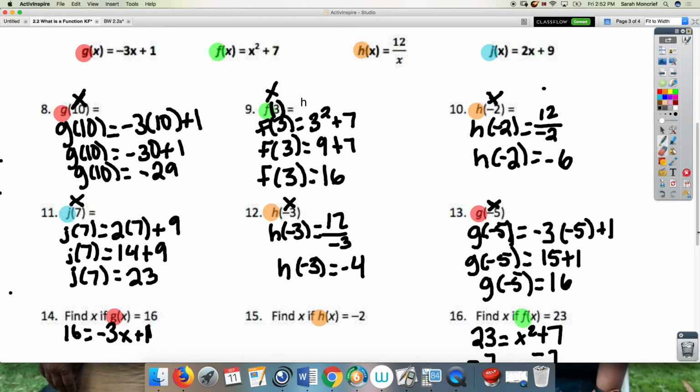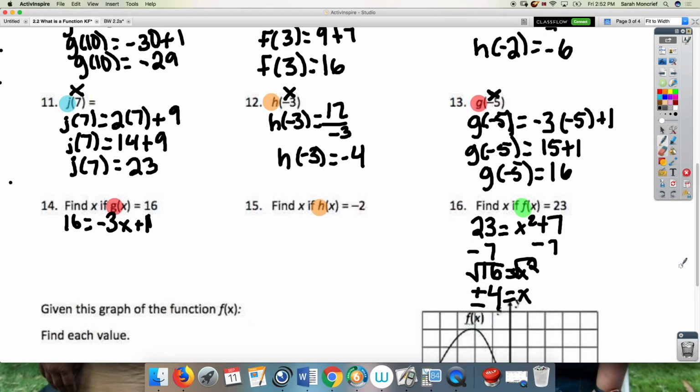So now I just need to solve this like any normal equation. We start by subtracting 1 from both sides. What is 16 minus 1? 15. So I'm left with 15 is equal to negative 3x. What do I do to get x by itself here? Divide by negative 3. What is 15 divided by negative 3? Negative 5. So x is equal to negative 5.